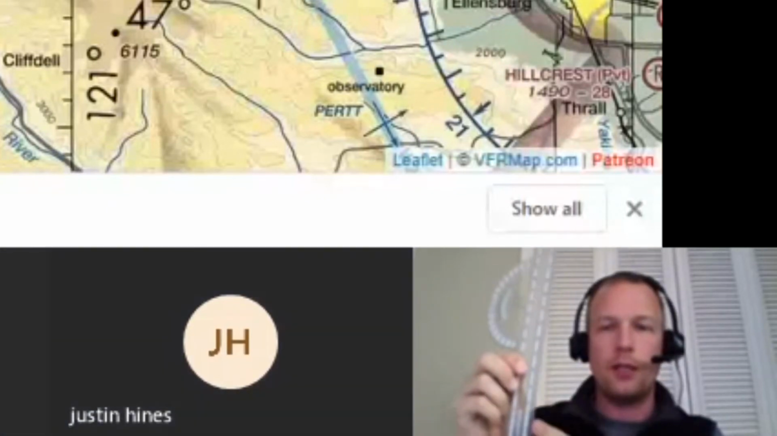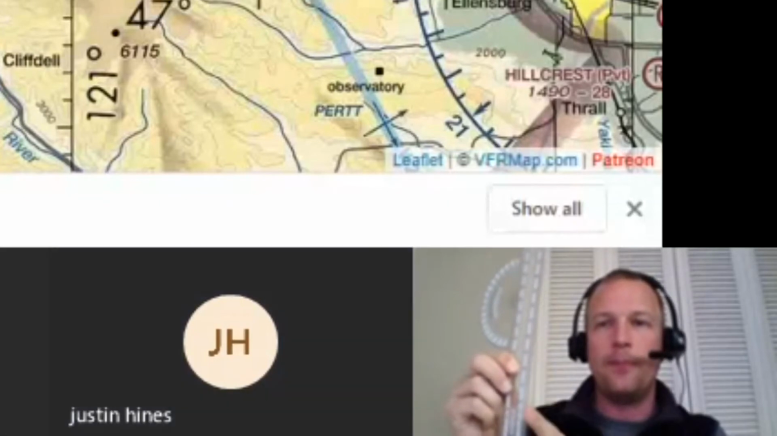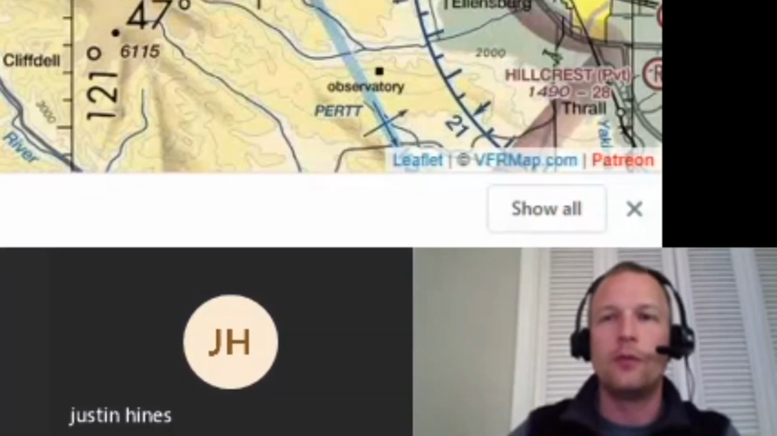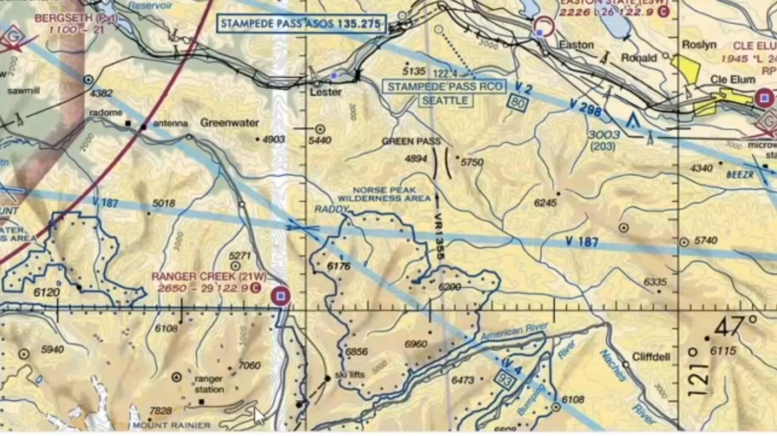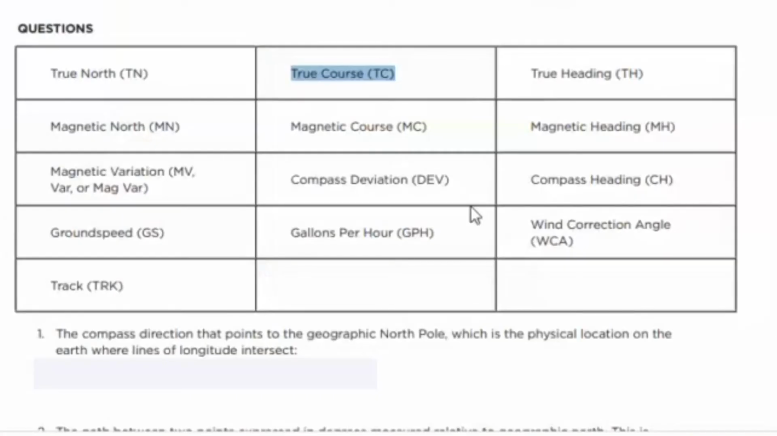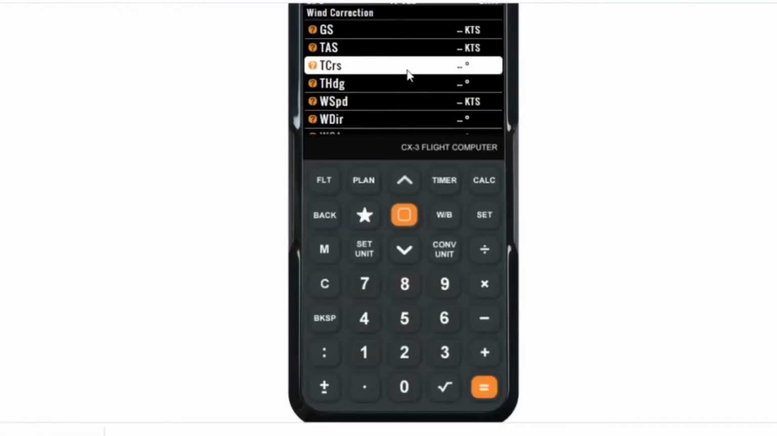and then you can also measure the distance using the scale. So now we have to correct for wind to turn that true course into a true heading. And so we move from true course to true heading using the wind, and we'll calculate a wind correction angle. And that was yesterday.